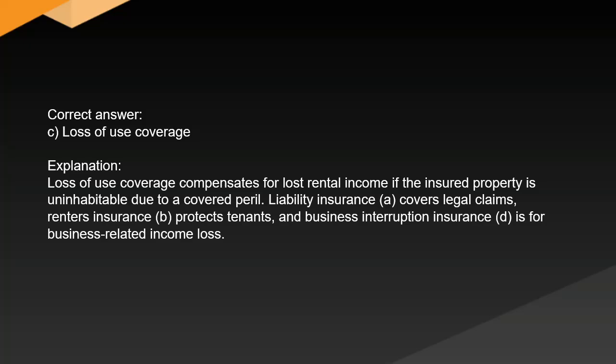Explanation. Loss of use coverage compensates for lost rental income if the insured property is uninhabitable due to a covered peril. Liability insurance, A, covers legal claims. Renter's insurance, B, protects tenants. And business interruption insurance, D, is for business-related income loss.